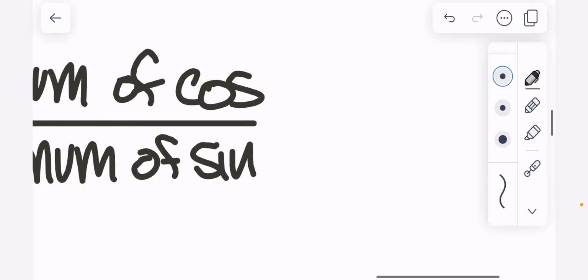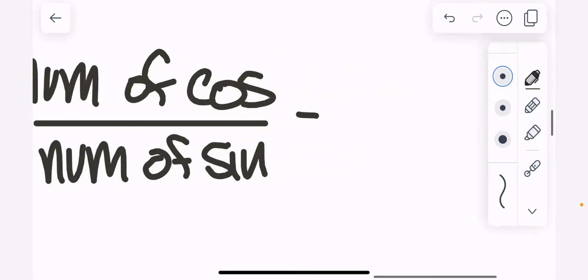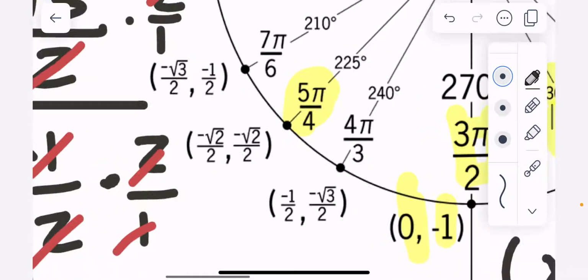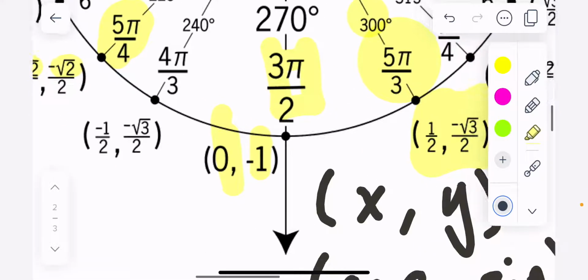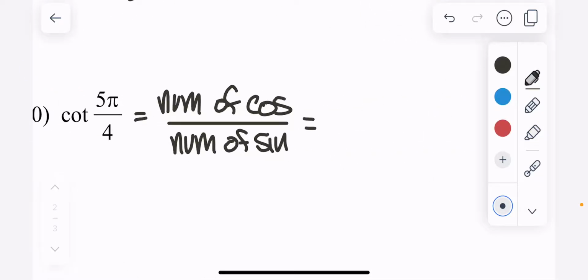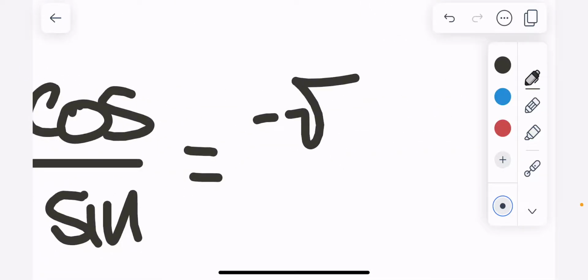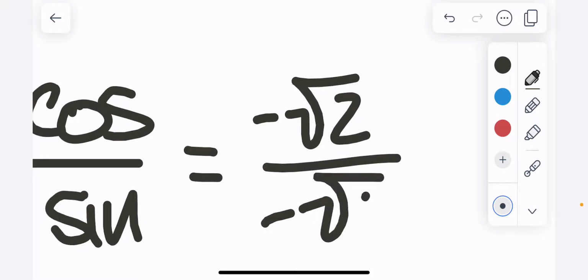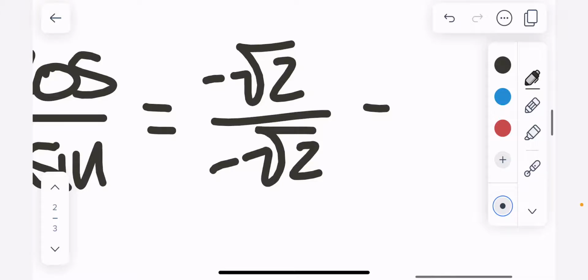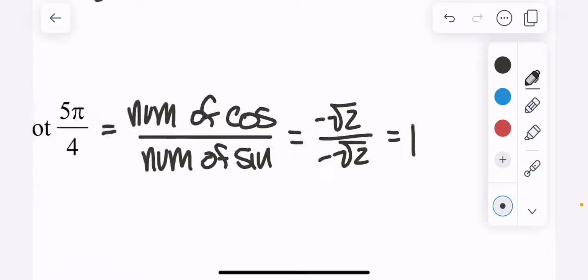So the numerator of cosine, in this case, if we look at our unit circle, is negative square root of 2 over, just negative square root of 2. That's the numerator. The numerator of sine is negative square root of 2. So if I'm going to write it out, I'm going to have negative square root of 2 divided by negative square root of 2. Well, anything divided by itself is just 1. So that simplifies to give me 1.